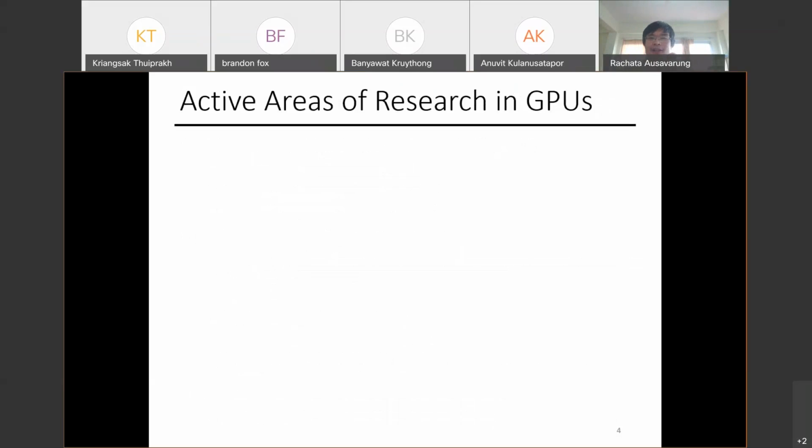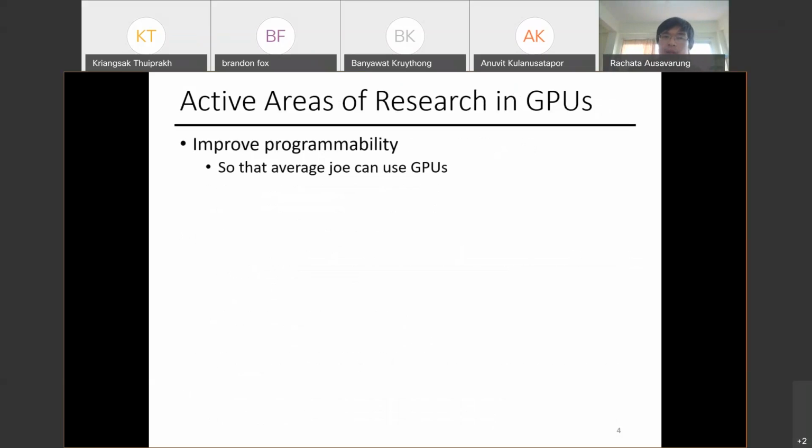There is actually a lot of active research on the GPU, right? One thing that is pretty active right now, but it's hard. One thing I need to mention is that this particular topic is pretty hard: you can improve programmability. Anyone want to define what programmability is? Can someone help me define that?